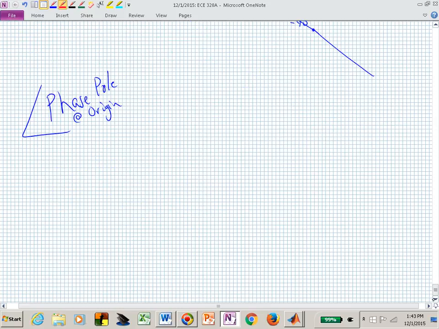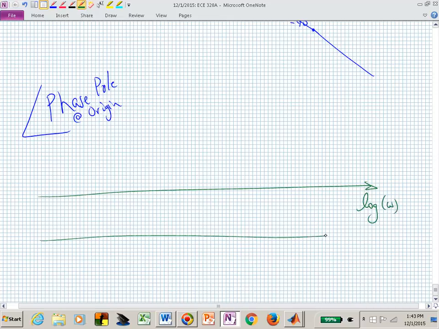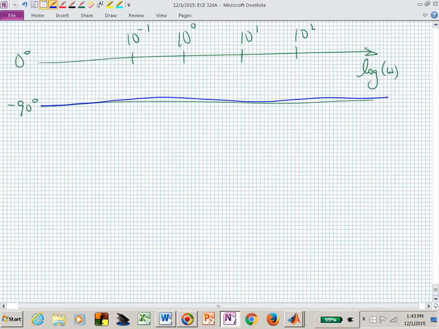So this phase couldn't be easier to sketch. Here is our log of omega, and here is minus 90 degrees. Here's 0 degrees. Here's 10 to the 0, 10 to the 1. It's not rippling, it's actually flat at minus 90 degrees. And we can see that because we now are looking at sketching the phase of this.